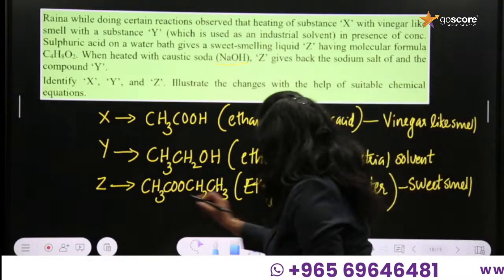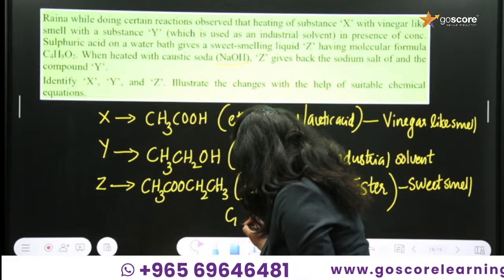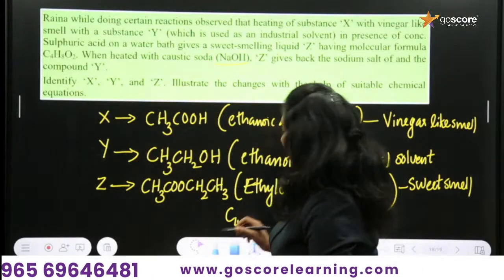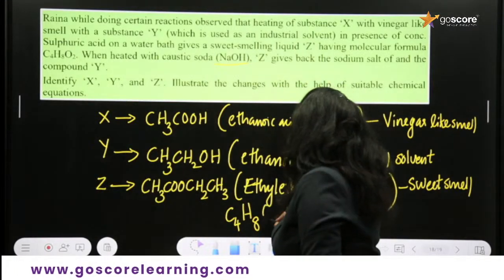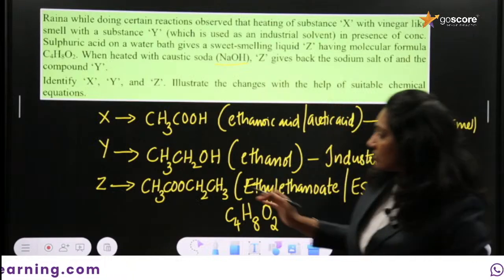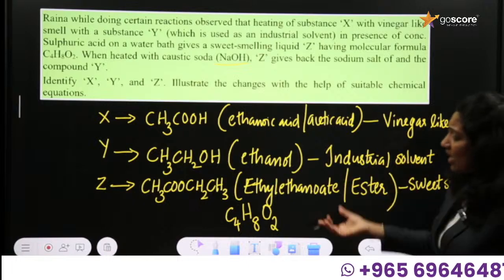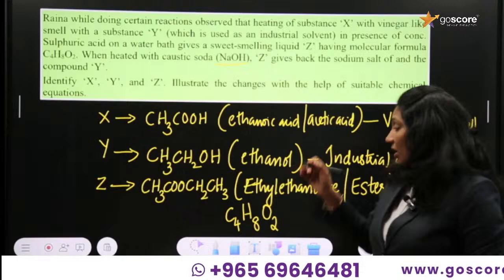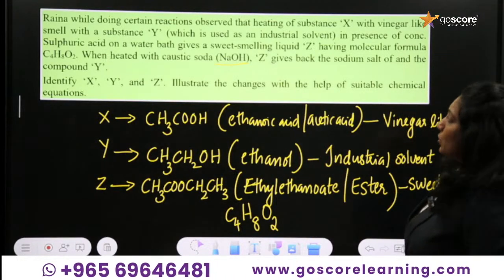C4, we have 1, 2, 3, 4, C4, and 3 plus 2, 5 plus 3, 8 hydrogen, and 2 oxygen, right? So you have C4H8O2, which is given in the question, matching this formula, right? And as it is mentioned, it is a sweet smelling liquid, and definitely as ethanoic acid reacts with ethanol, we will be getting ethyl ethanoate.